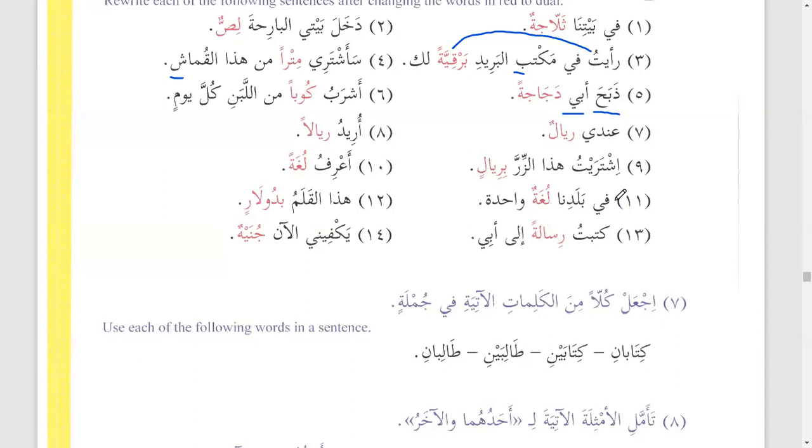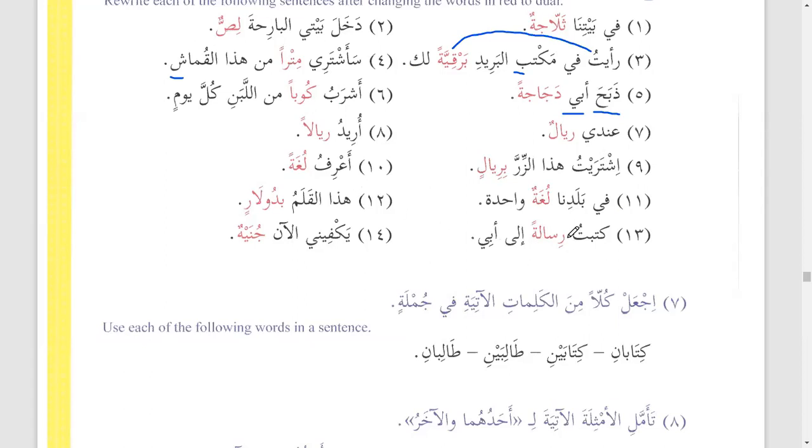Uridu Rialaini. اشتريت هذا الزر بريال. I bought this button for 2 reals. اشتريت هذا الزر بريالين. ريالين. بريالين. Excellent. اشتريت هذا الزر بريالين. I bought this button for 2 reals. أعرف لغة. I know 1 language. أعرف لغتين. أعرف لغتين. I know 2 languages.